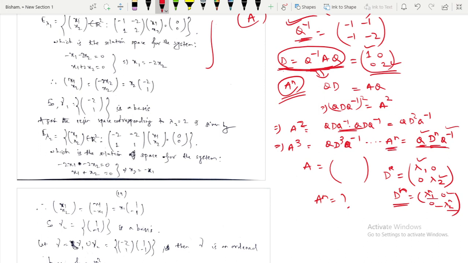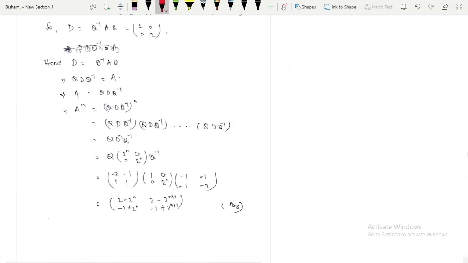This is an easy step to find A to the n, because A is a complicated matrix, and A to the n would be very complicated for calculation. If you find what D, Q and Q inverse are, then this will be an easy thing, because A to the n is equal to Q D to the n Q inverse, and this is written here.